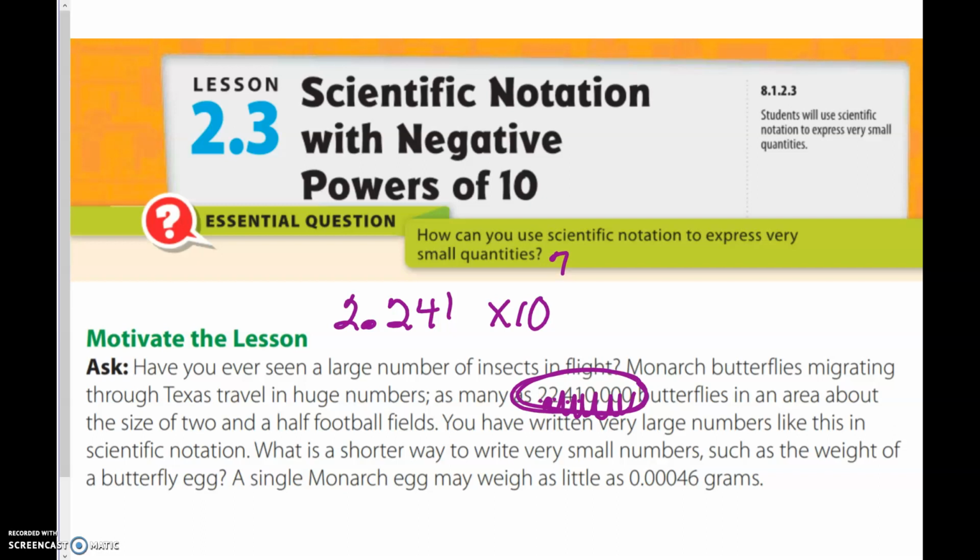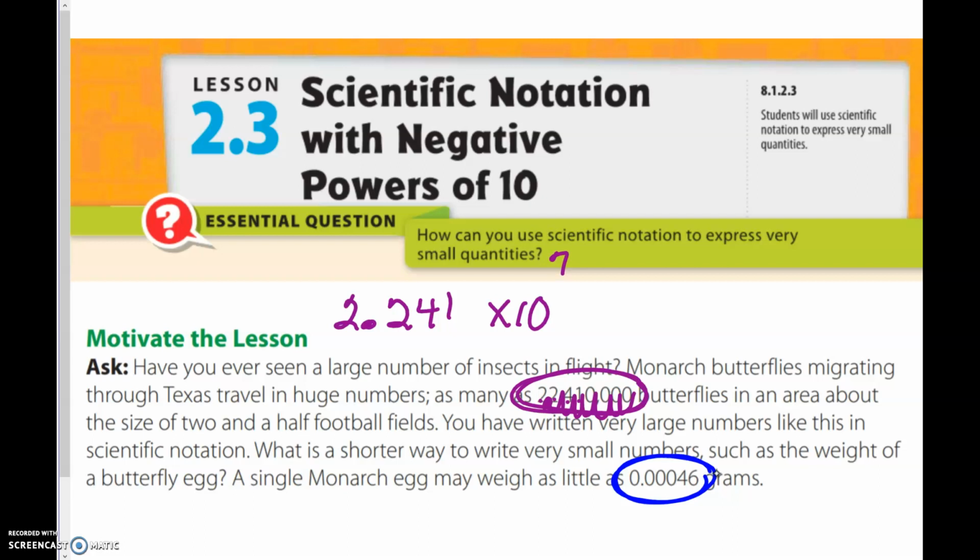And the very small number would be something like this. See how we have the decimal value here? Well, the rules are exactly the same. Okay, so a single monarch egg is going to weigh as little as 0.00046 grams. That is very, very tiny.